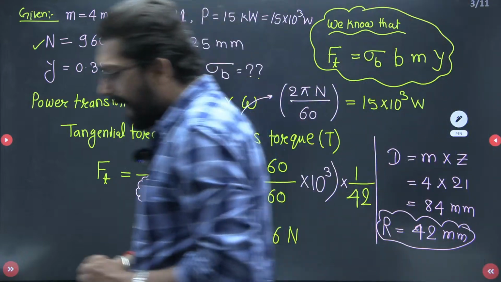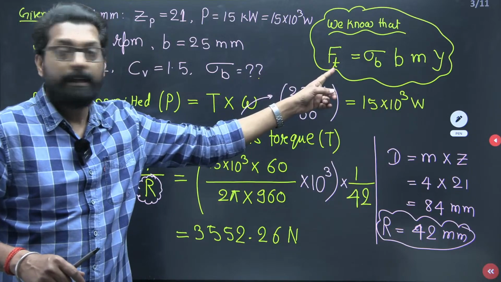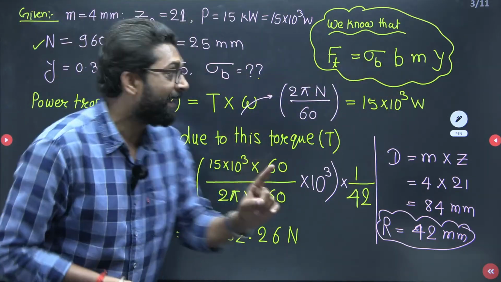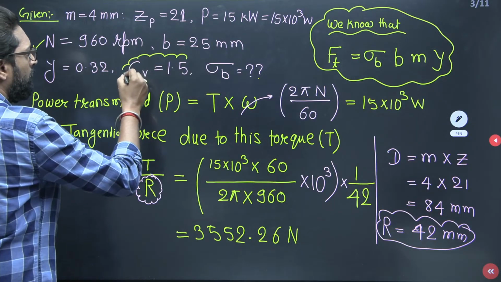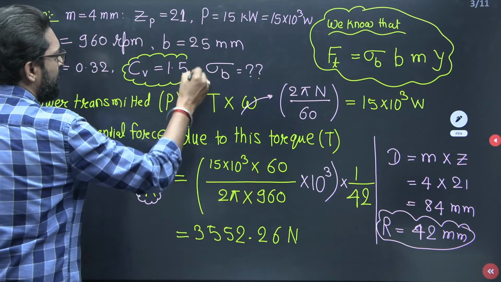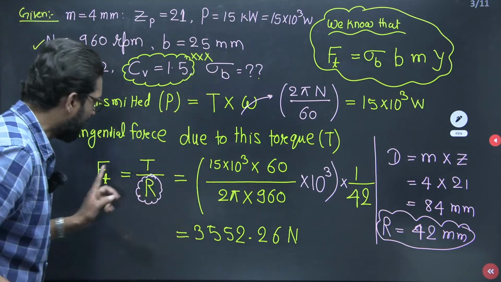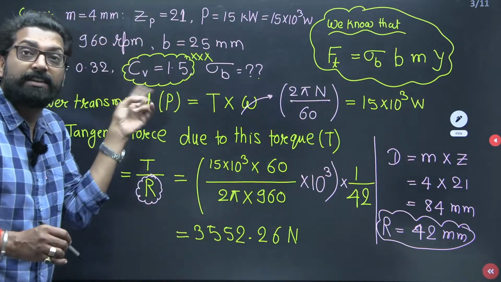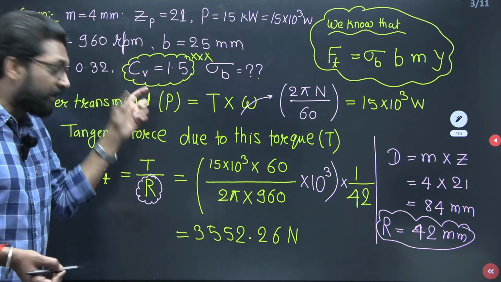Now you have Ft. If you put Ft directly here with all the values, you will make a mistake. Why? Because here the dynamic effect is given. This is very important. If it is not given, you can directly put this value here and find it. But here the dynamic effect is given, so we have to consider it. So how to consider the dynamic effect?